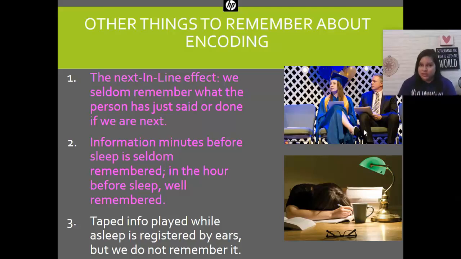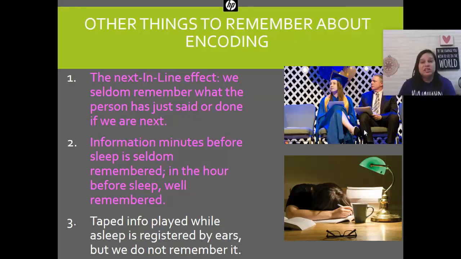When you process the information matters. Information minutes before sleep is seldom remembered. In the hour before sleep, though, it's well remembered. And that has to do with giving your brain time to process it, to send it from short-term to long-term memory, for your hippocampus to process that information.